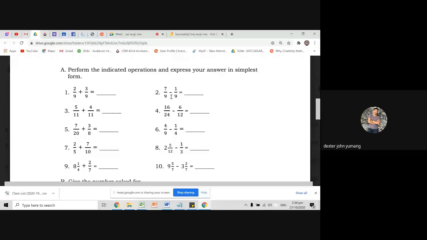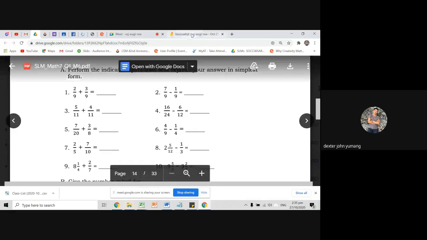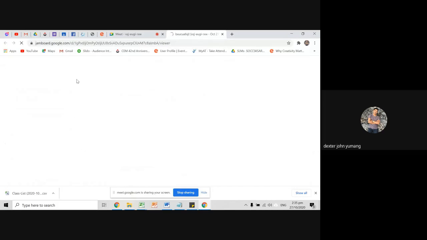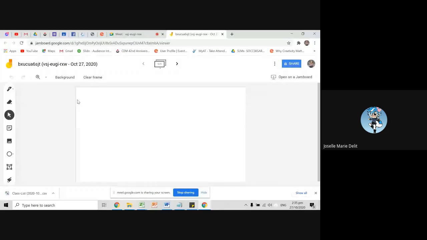So, sabay-sabay po natin siyang sagutan. Ita-type niyo po sa chat box ang sagot sa number 1. So, 2 over 9 plus 3 over 9. Okay, start now. You may type your answer in the chat box. 2 over 9 plus 3 over 9. Nag-solve ako. Opo, take your time. Tapos pag na-solve na, i-type na sa chat box.